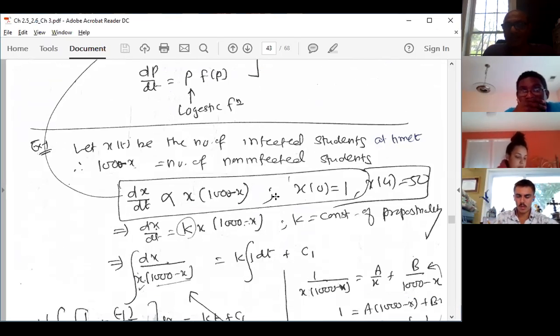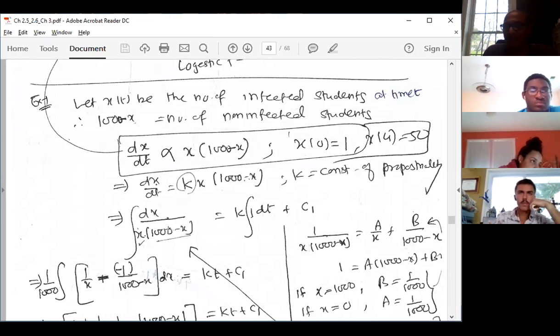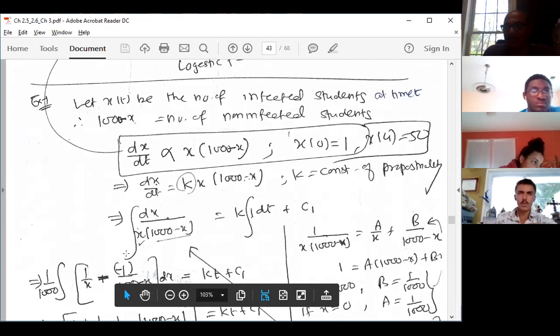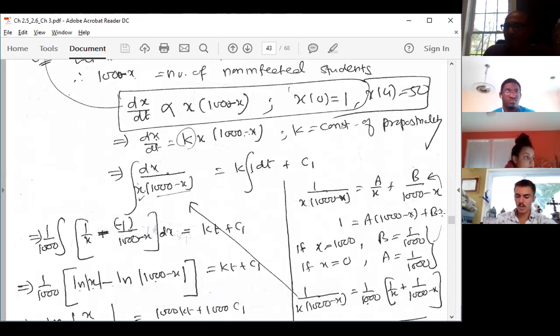Okay, so the question is how to solve this logistic equation. Use the proportionality constant, and divide by x and 1000 minus x. You have a product of two functions in the denominator, x and 1000 minus x. Whenever you have a product of two functions in the denominator and you're looking for the integration, you don't have any other choice except the method of partial fractions. Agree? So after this step, go back to the right side. 1 over x(1000 minus x) is A over x plus B over 1000 minus x. So 1 equals A(1000 minus x) plus Bx.